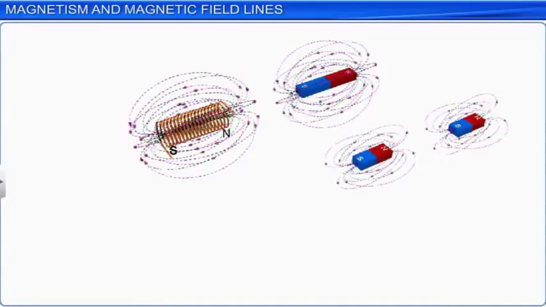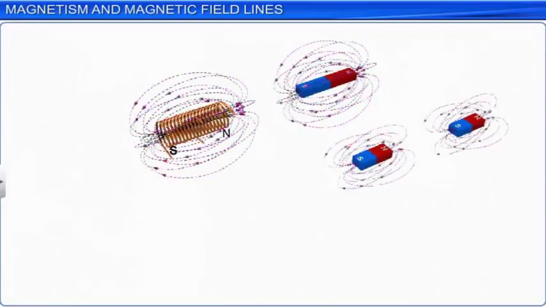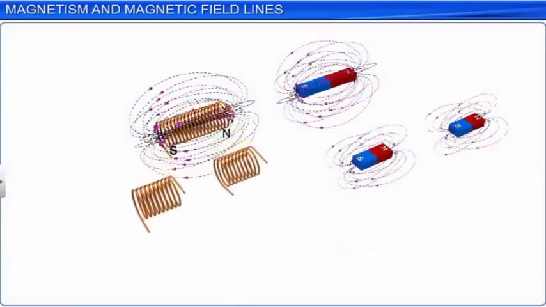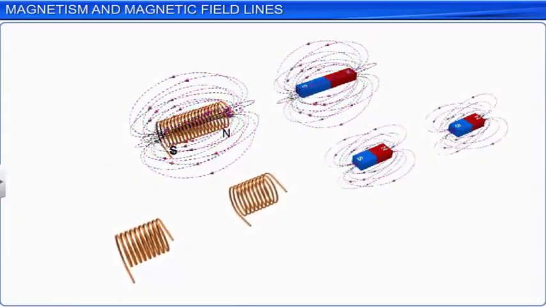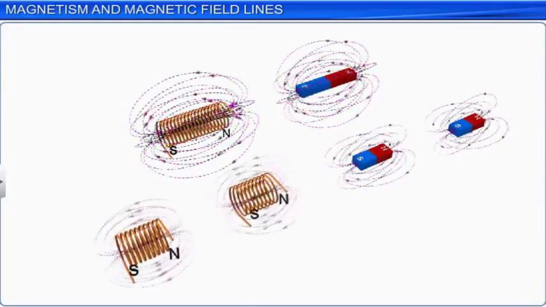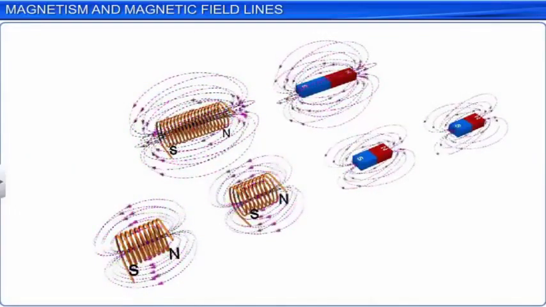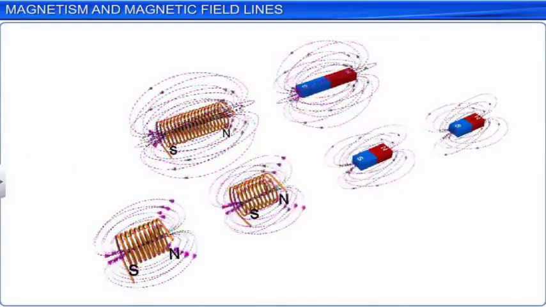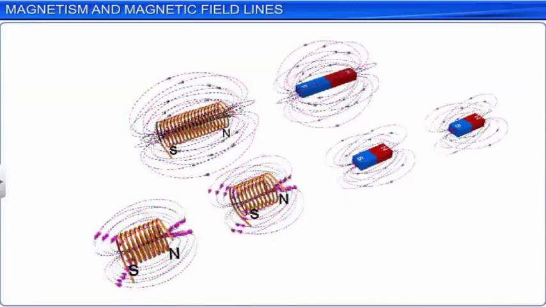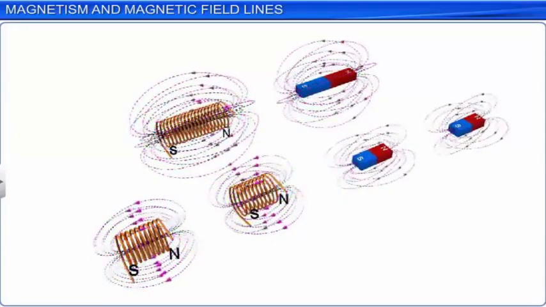Similarly, if a solenoid is cut perpendicular to its length into two parts, two solenoids of smaller length are obtained. The two solenoids produce weak magnetic fields around them. Thus, each smaller solenoid acts like a small bar magnet.